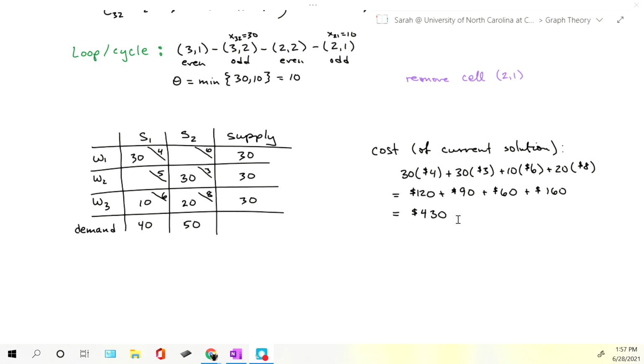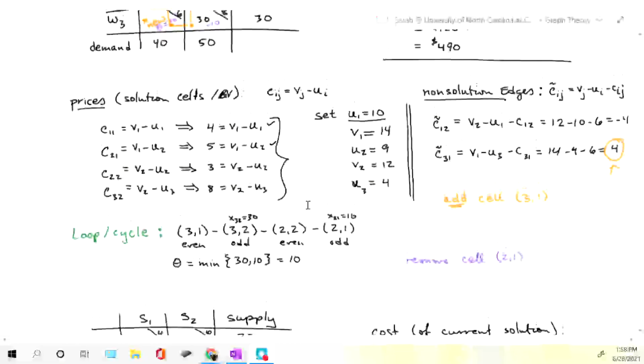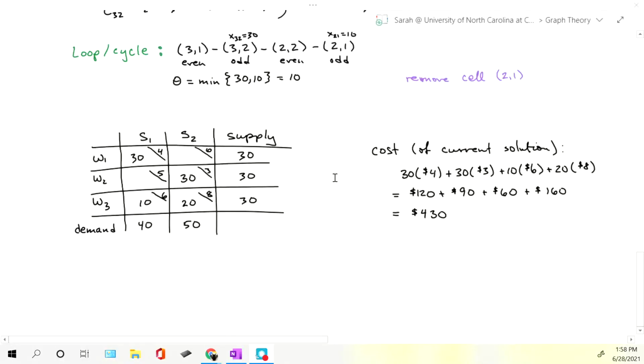to a cheaper cost. Okay. Now, every time you get to this stage where you have a new solution, we do the exact same steps we did previously. We're going to calculate our prices. We're going to find the new non-solution edge that will decrease our price. We'll use our loop to adjust, and then we've got our new solution. So let's do that next.